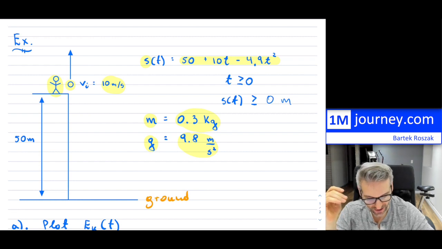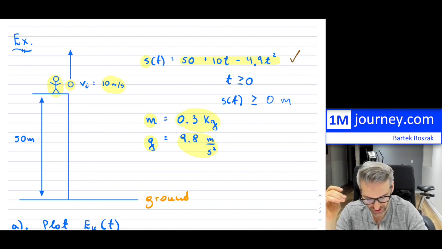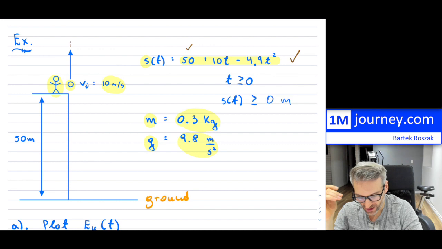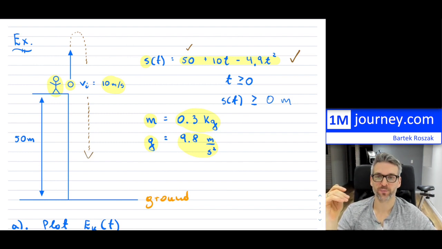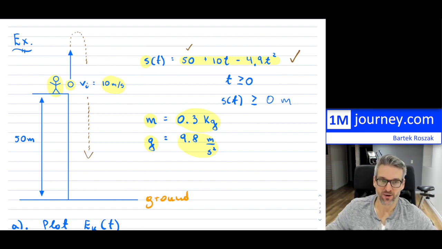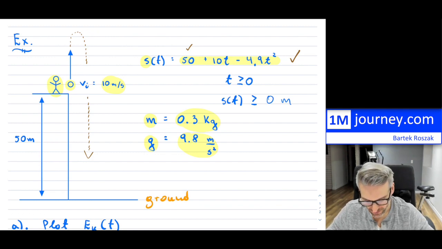Now, this is a quadratic. So this particular equation, if we would graph it, it's going to be like a quadratic. It's going to start off at t equal to 0 at 50, and then it's going to go upwards, and then eventually it's going to start coming down. And as it comes down, as gravity is acting on it, it's going to go faster and faster until eventually it hits the ground.